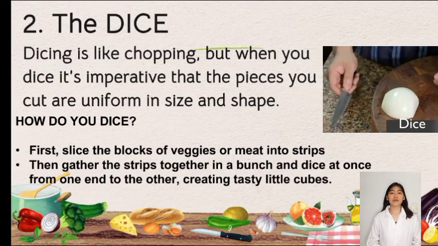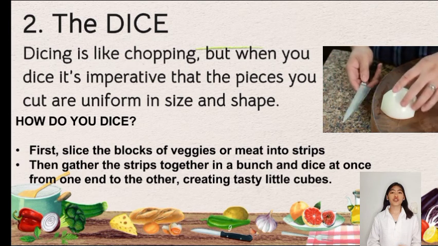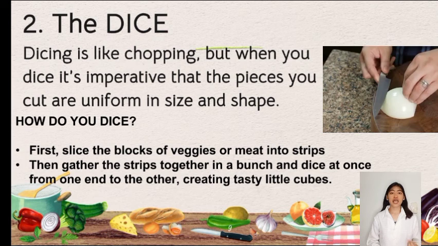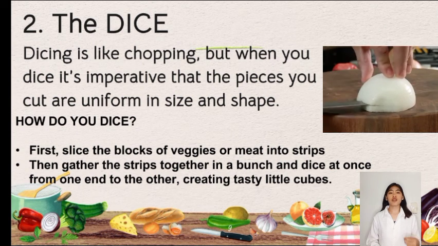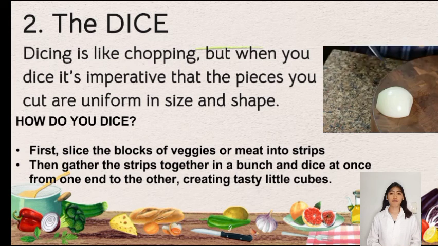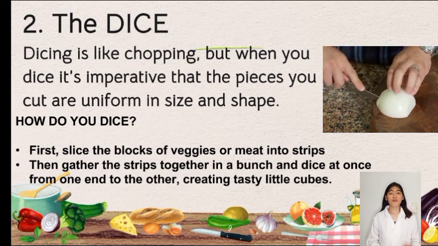Dicing is like chopping, but when you dice, it's imperative that the pieces you cut are uniform in size and shape. The shape should be similar to a die. That's where the name comes from. With dicing comes a bit of waste when you discard the ends of your food items, but you can reuse those for other dishes like stocks, soups, or purees.